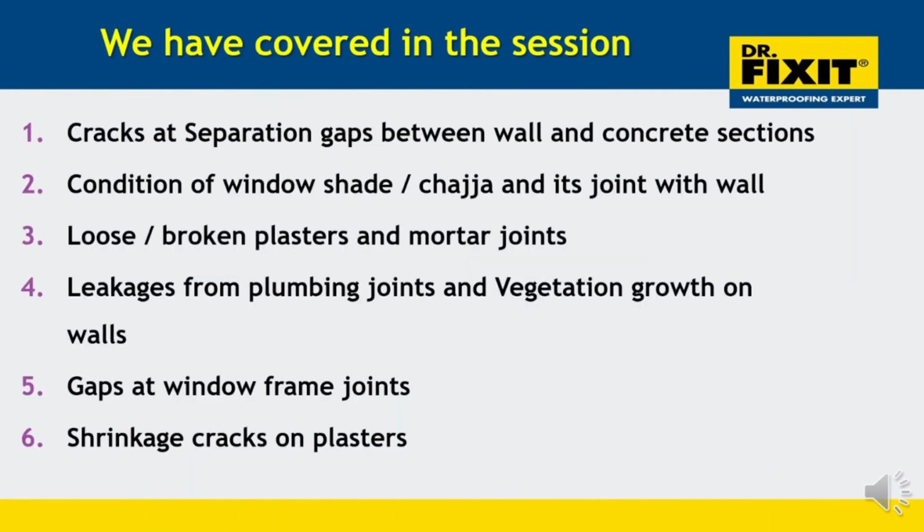So in this session we have covered the following points: crack at separation gap between walls and concrete section, condition of window shades, chhajjas and their joint with walls, loose broken plasters and mortar joints, leakage from plumbing joints and vegetation growth on the walls, and gaps at window frame joints, which can be treated with sealant. Shrinkage cracks on plaster are to be treated with our products like Crack X paste and shrink free. These are the points we have covered in this session.